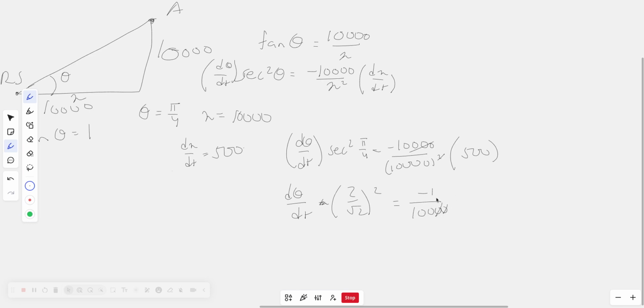So we can cross that out and make this 5. And this is equal to negative 1 over 20. So this simplifies to 2, and then we can divide by 2 to get d theta over dt is equal to negative 1 over 40. And the unit for this problem would be radians per second because we have an angle. And yeah, that's our final answer for this one.